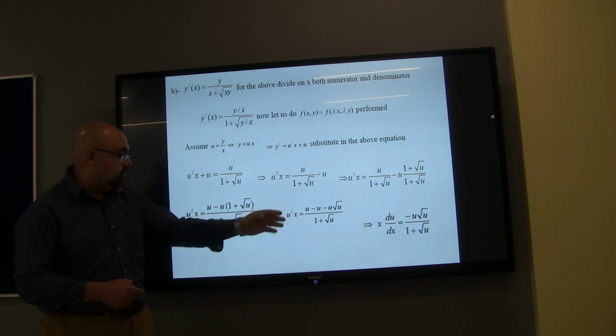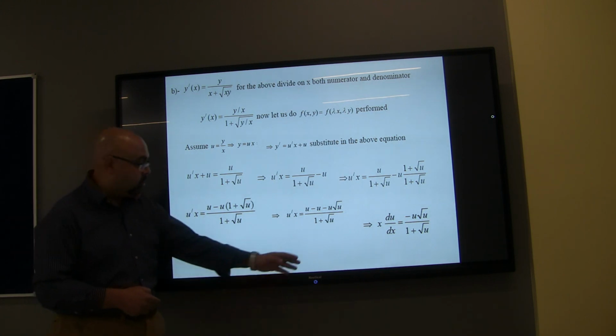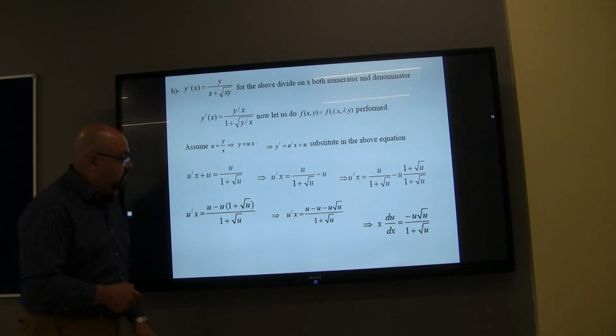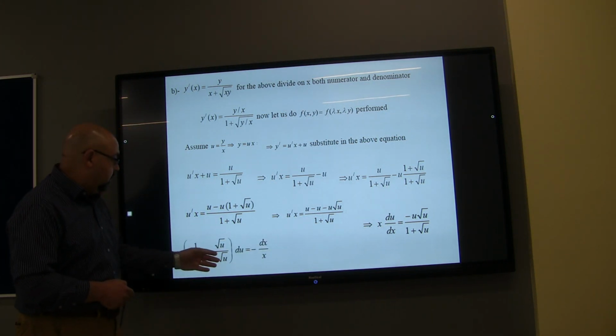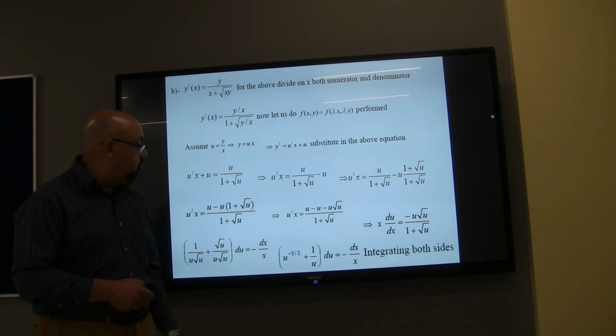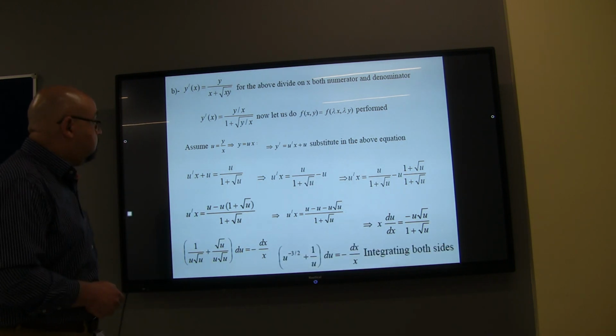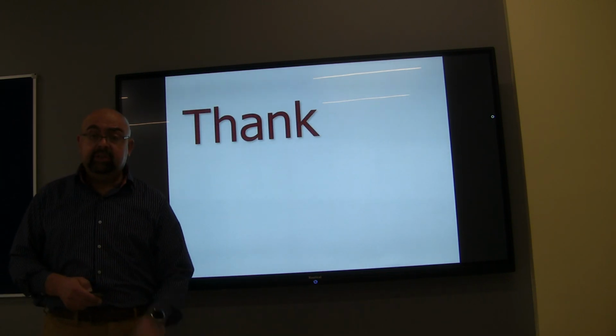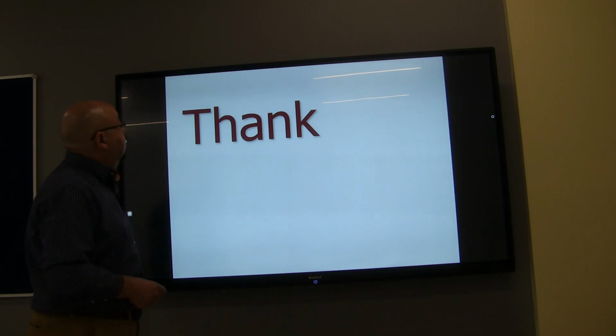Let's move them to the left-hand side and move the other to the other side. You will end up having this equation. I will integrate it and find the solution, as you can see. The details of this solution you will find on Canvas. There's no problem with that.